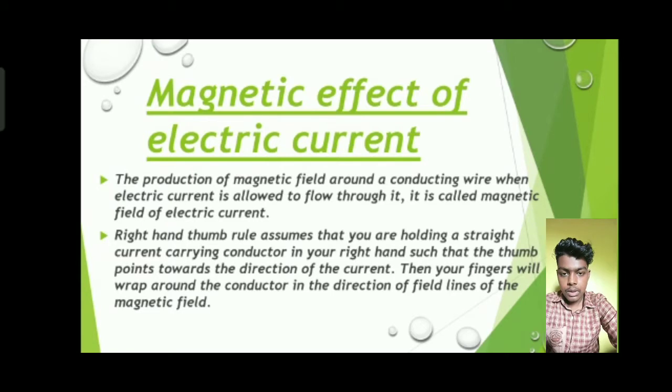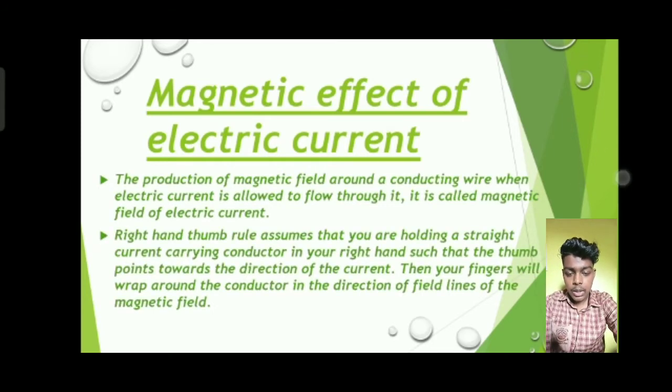Right hand thumb rule assumes that you are holding a straight current carrying conductor in your right hand such that the thumb points toward the direction of the current. Then your fingers will wrap around the conductor in the direction of the field lines of the magnetic field.